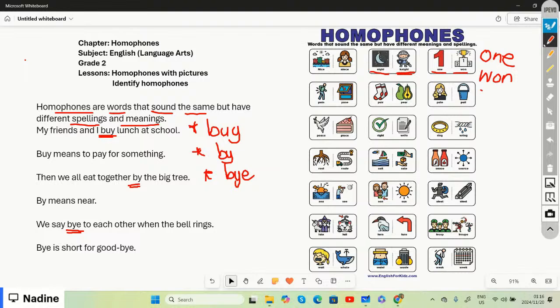So far we said homophones are words that sound the same, but the spelling of these words as well as the meaning of the words are different.